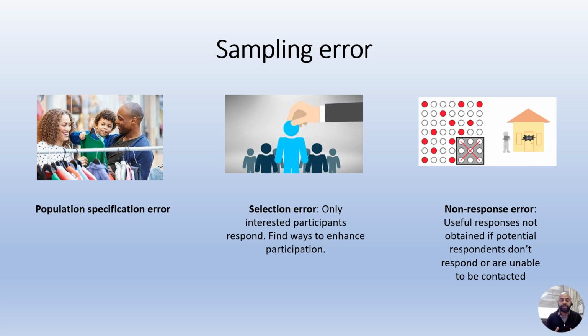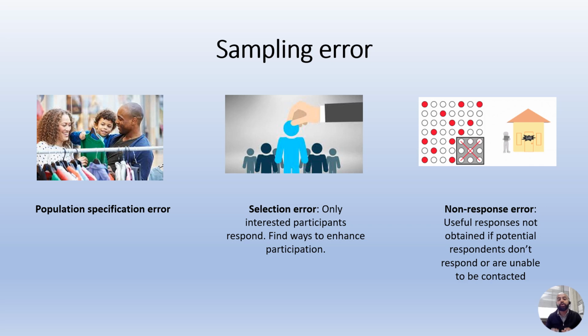Then there could be selection error, where you have only received data from participants who were interested or keen to respond to your survey or your interview. You have to find ways to enhance participation. You have to collect data from your target population or your target sample, making sure that you do not only collect data from people who are keen to participate. Otherwise, there will be gaps in your hypothesis testing.